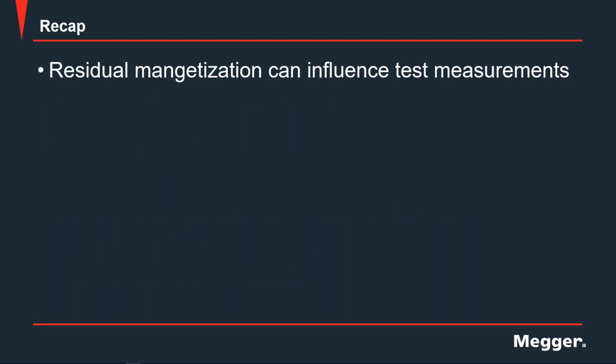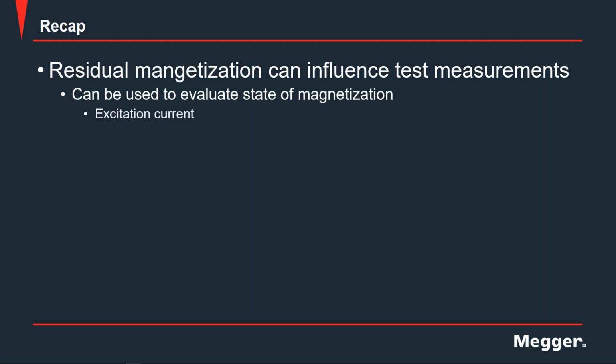In addition to your production system tripping adversely, your residual magnetization can influence test measurements. These can be used to evaluate the state of magnetization, whether it's through your excitation current test with your power factor test set, your open circuit SFRA, or magnetic balance through that TTR test.